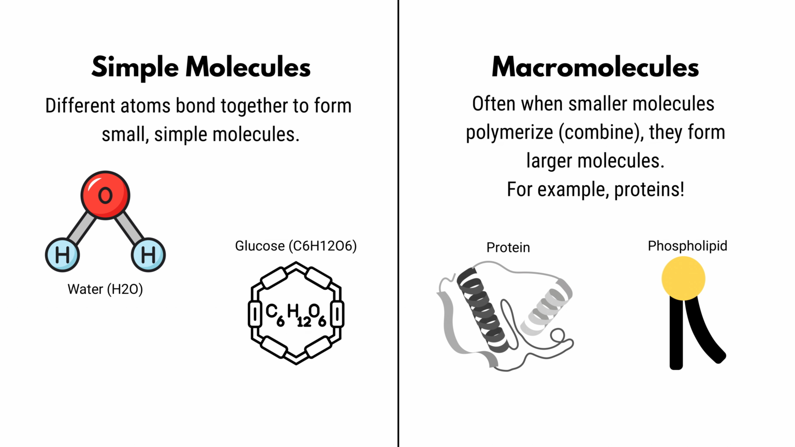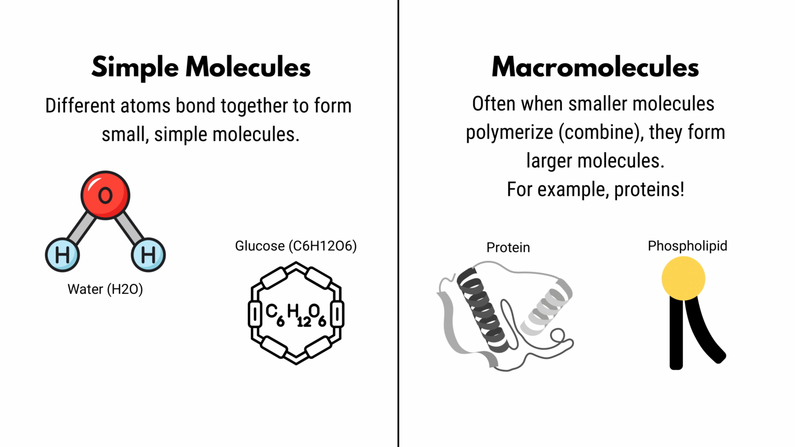Now, one level above atoms, we have simple molecules. Simple molecules are different atoms bonded together to form small, simple molecules. I'm guessing at the IB biology level, you have already learned how chemical bonds work, but essentially, simple molecules are bonded atoms. Some specific examples of simple molecules are water, which is H2O, and glucose, which is C6H12O6.